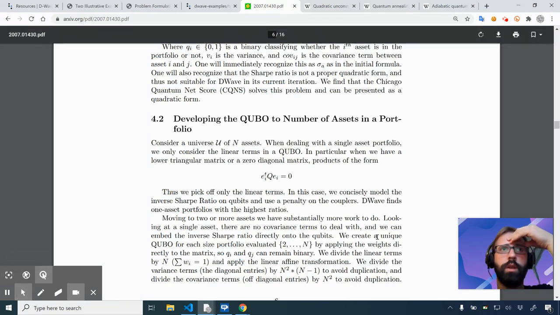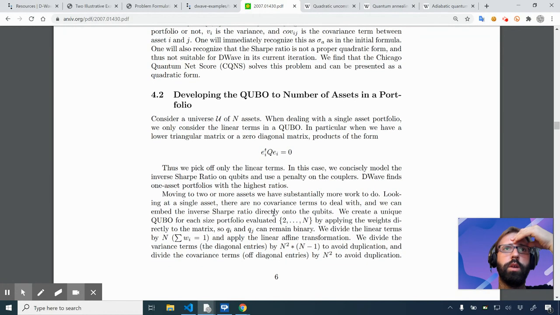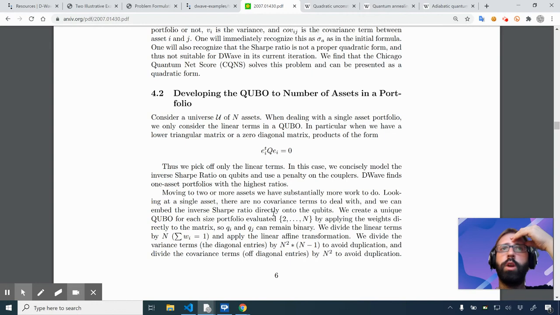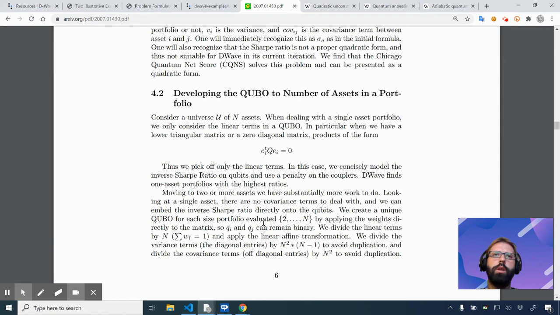So I think, okay, if you're only targeting one asset portfolios, then you just don't need to do anything with the couplings. Maybe we can even start like this, moving to two or more assets. We have substantially more work to do. Looking at a single asset, there are no covariance terms to deal with, and we can embed the inverse Sharpe ratio directly into the qubits. We create a unique QUBO for each size portfolio evaluated.